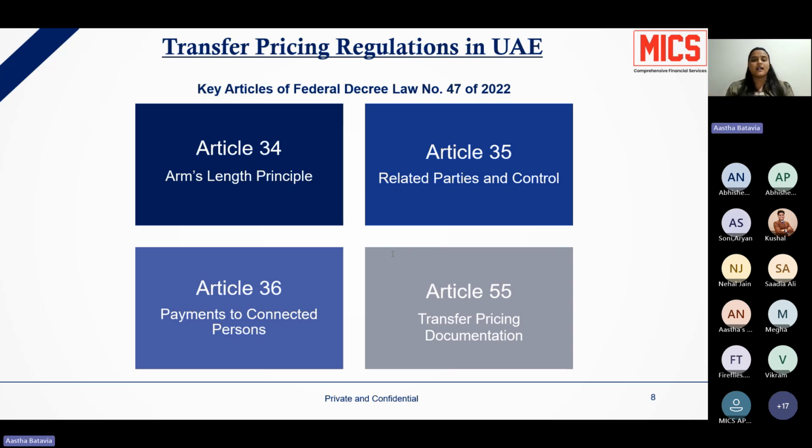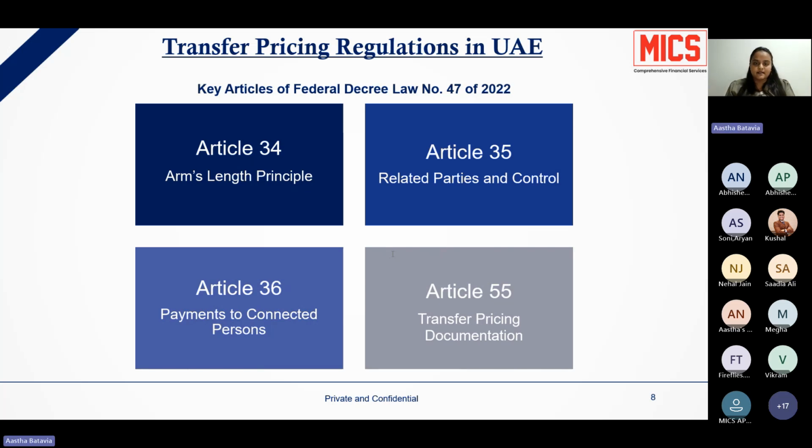Let's understand how. Article 34 is the main law. It talks about the arm's length principle: related parties should price their transactions at arm's length, as if they were independent third parties, just as it would have been between two strangers. Now come to Article 35. It is like who is holding the key, because it defines related party control: who will be considered a related party, what counts as control, and in what cases TP will be triggered.